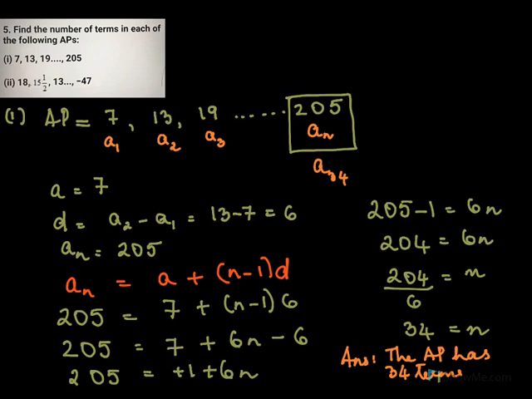It is 18, 15 and a half, 13, and so on up to minus 47. So here the AP is 18, then 15 and a half. Have you seen the numbers are decreasing? It's a decreasing AP. If it's a decreasing AP, your D will come negative. So here is A1, A2, A3. We have to find how many terms, and this is our AN.